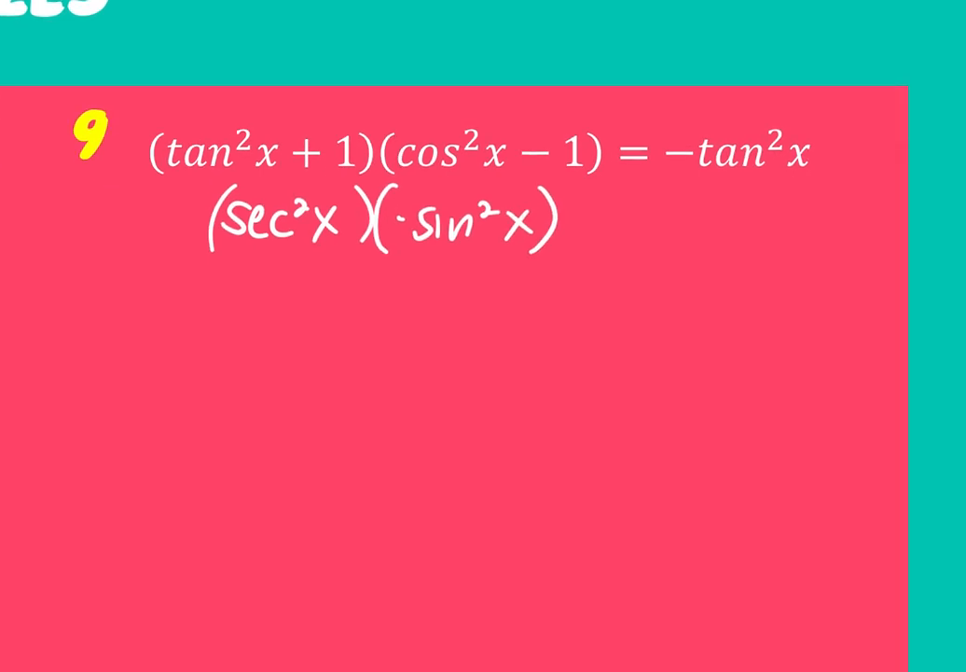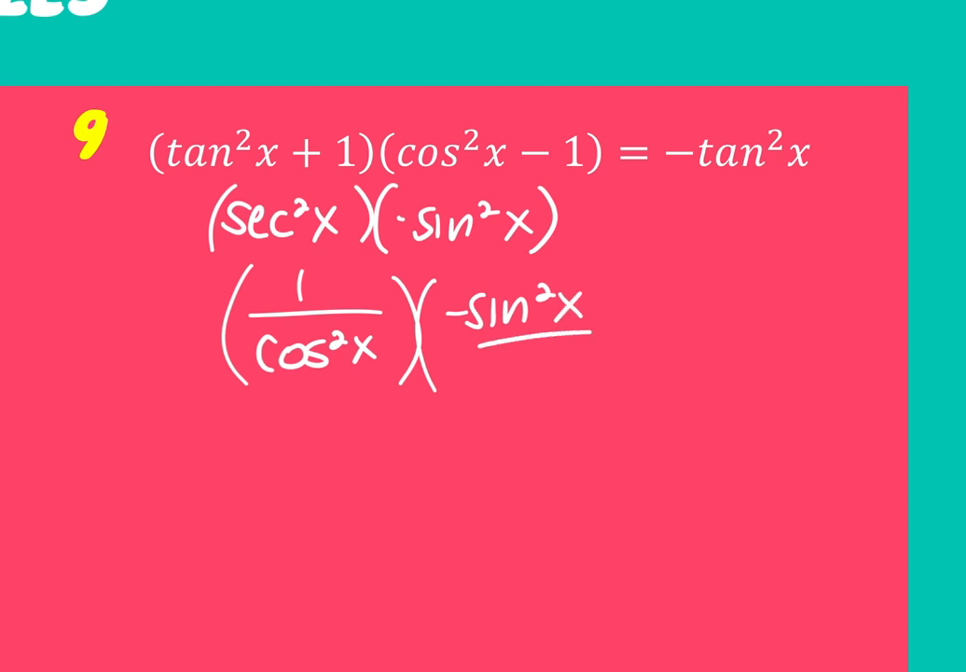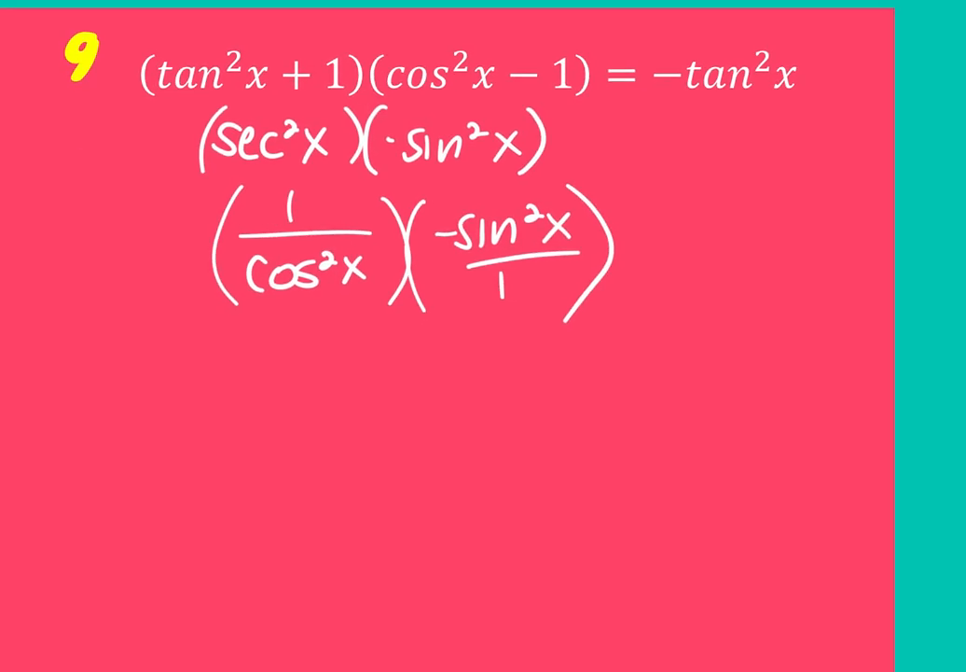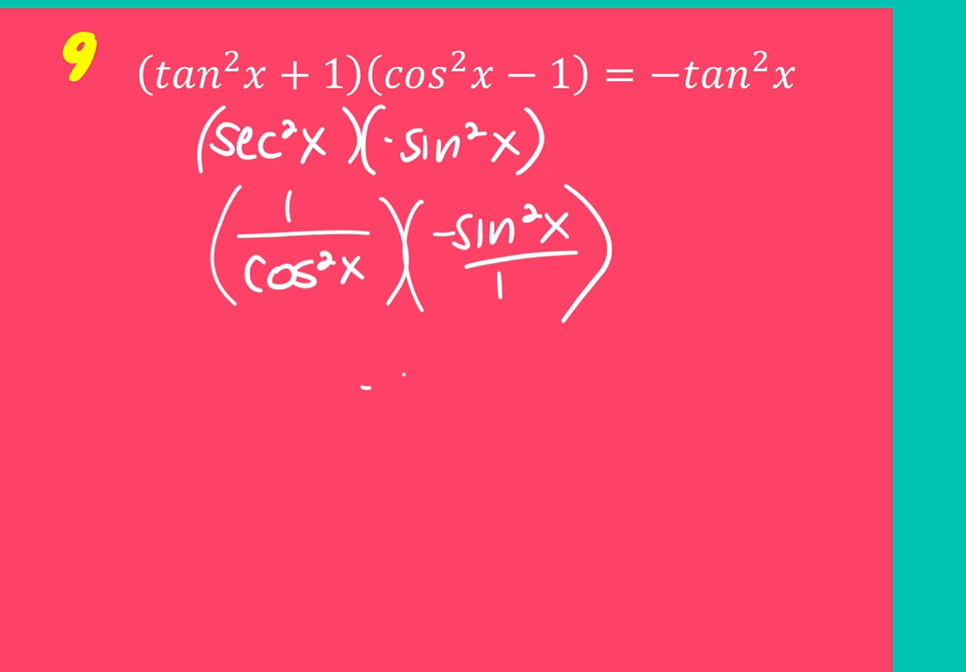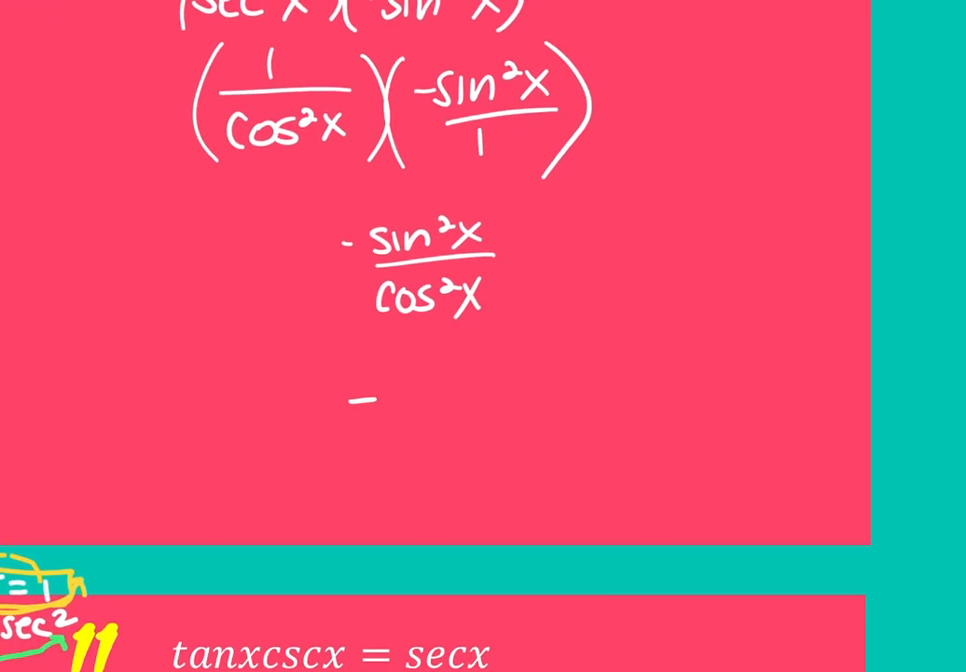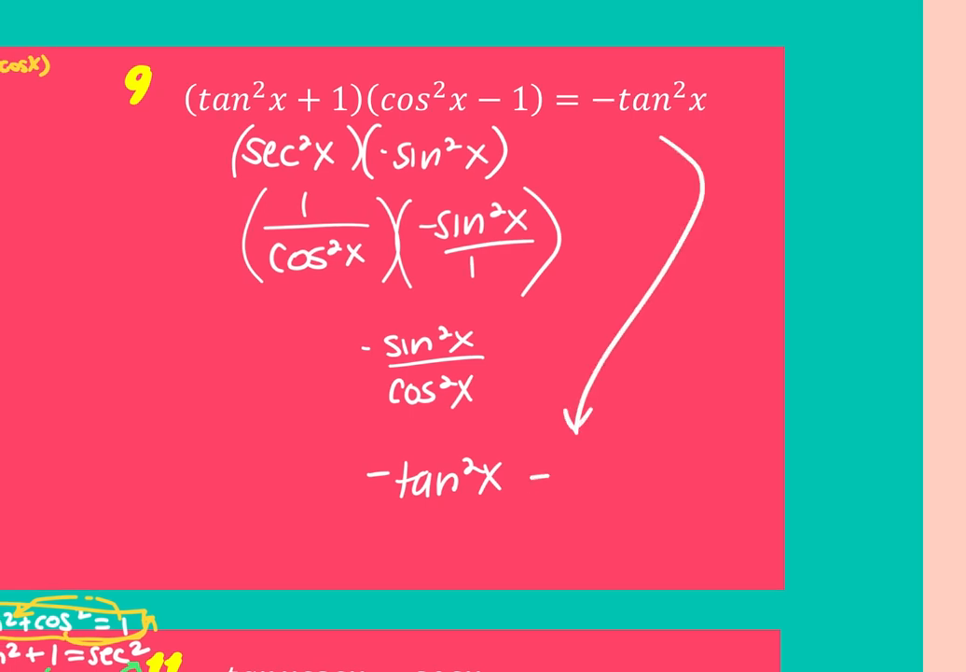And then secant squared is 1 over cosine squared x times negative sine squared. If you want to put it over the 1 so you can see the two fractions, you can, but you don't need to. And then multiply those two together because nothing's going to cancel, and you get negative sine squared x over cosine squared x. And that ends up being negative tan squared x. Left side now equals the right side.